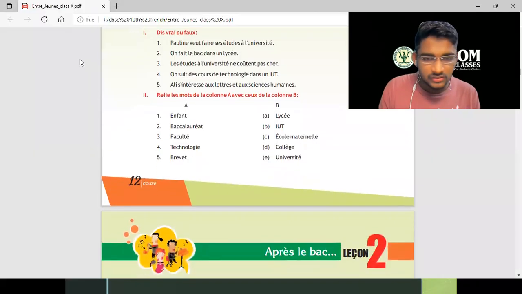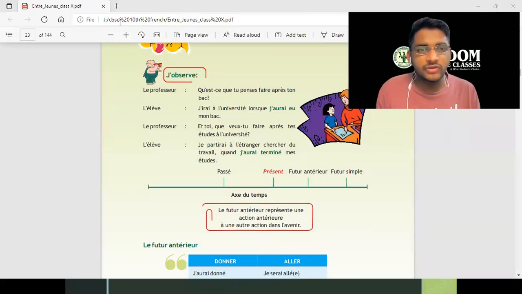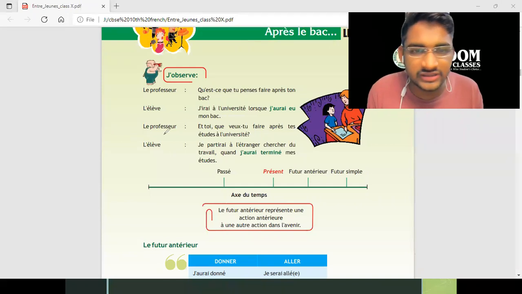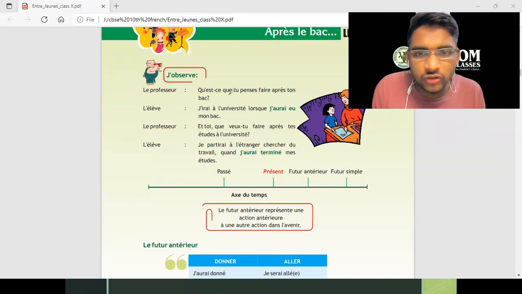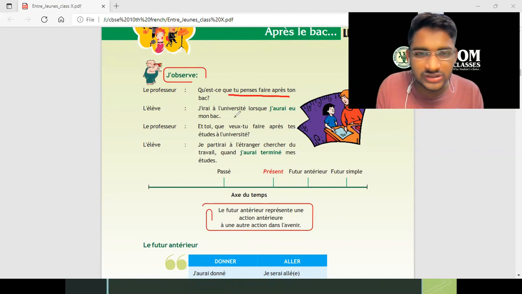let's see what do we have next. So again, students, there is some English translation given to us over here. The conversation is between the professor and the child. Okay, the kid. So कैसे करती हूँ pense faire après ton bac? What do you think to do after your baccalaureate, bac 12th standard?